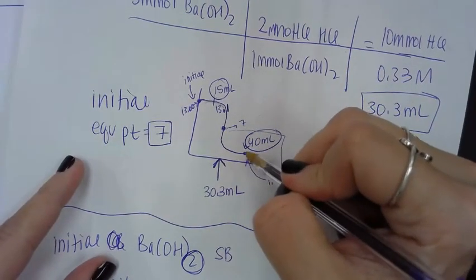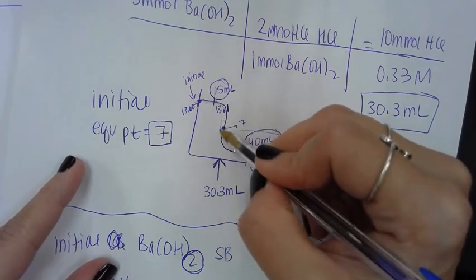So at about 40 milliliters, I'm down at 1.33, and then there's my S curve.